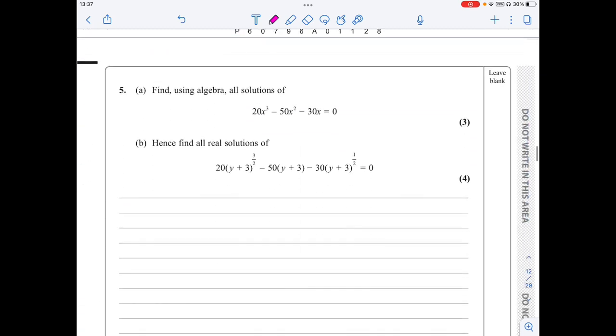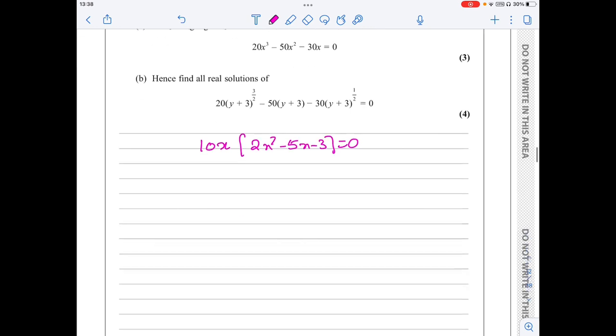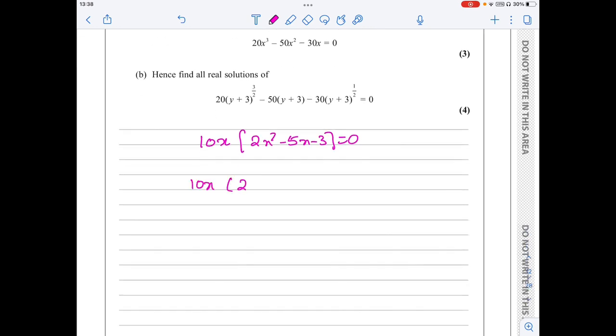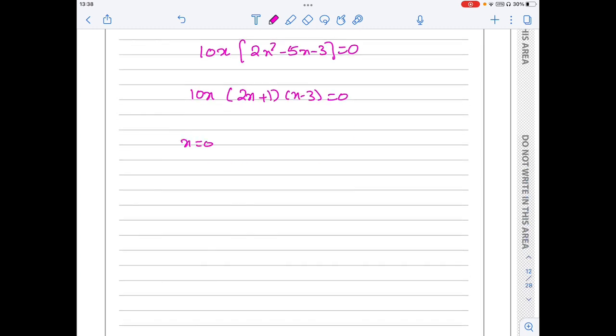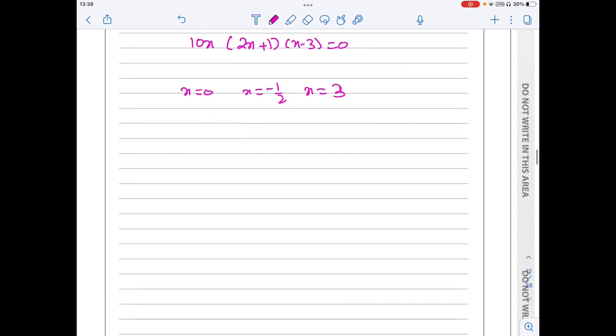Come to question number 5. He is asking, find using algebra all the solutions of 20x cube minus 50x square minus 30x. So what can I take common? 10x I can take common. So what does it become? 2x square minus 5x minus 3 equals 0. Now the term in the brackets can be factorized as 2x plus 1 times x minus 3 equals 0. So either x equals 0, x equals negative half, or x equals positive 3. So these are the values of x.